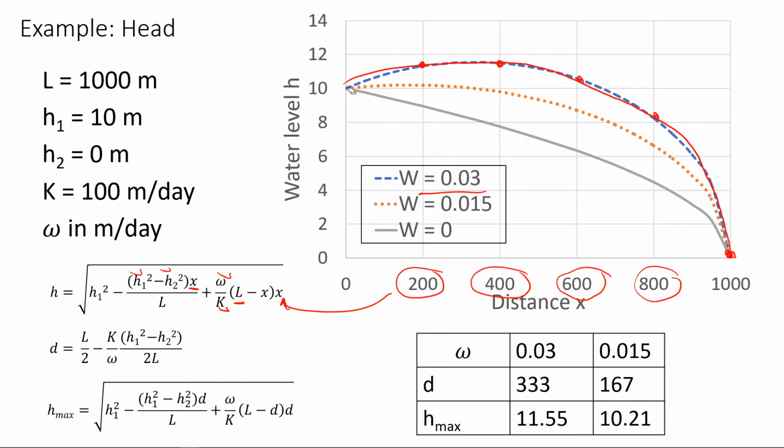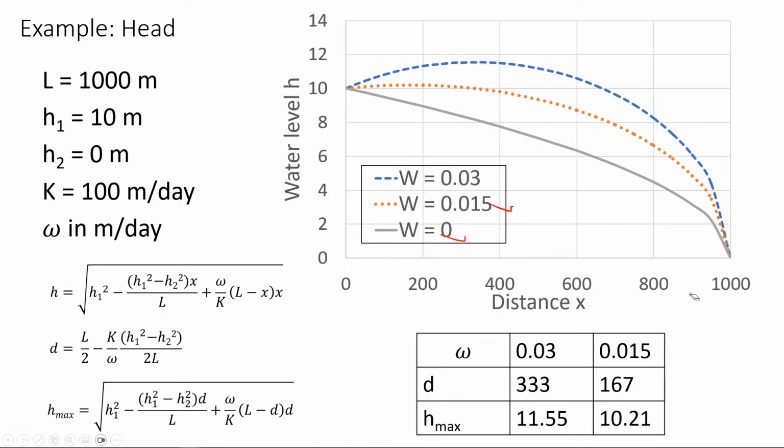I did the same for this W, and I did the same for 0. So now I'm asking you the question: where is the groundwater divide? You see here for this one, the groundwater divide is where you have your maximum. So for this one, it should be somewhere here.